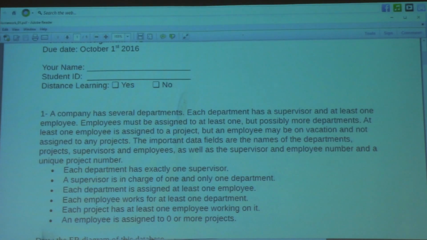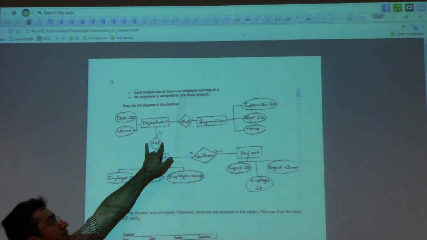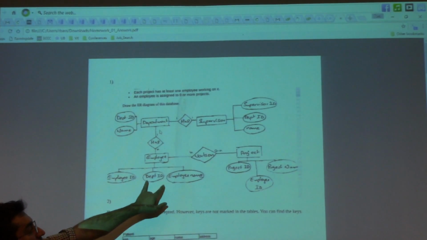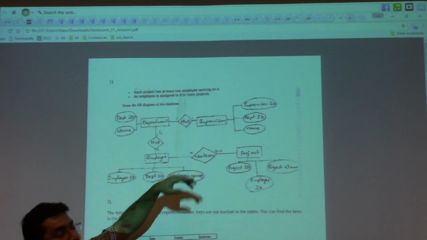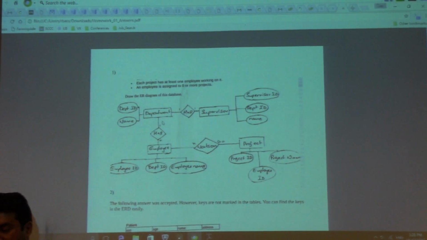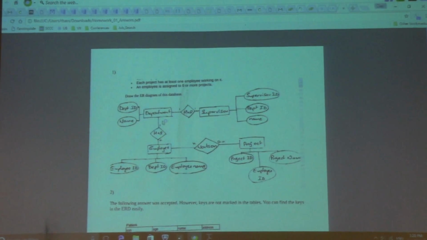Many people wrote employee department as an entity. This was a relationship, right? They added one entity as employee department between here, they added the entity employee project over here, and an entity between department and supervisor. Why don't we have such entities?